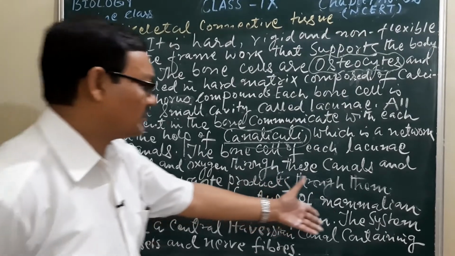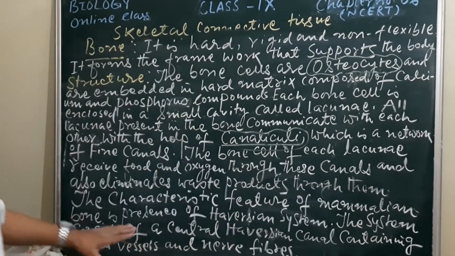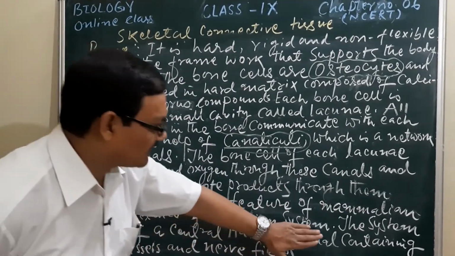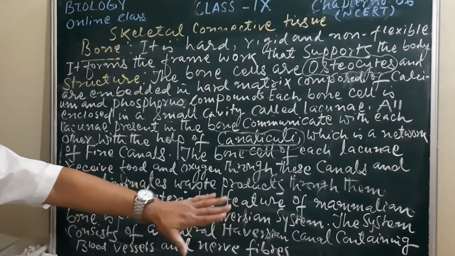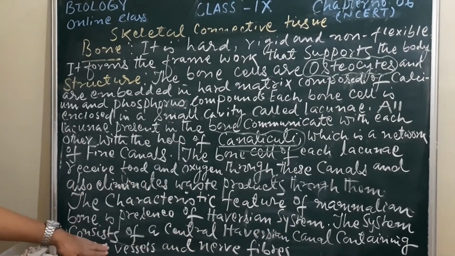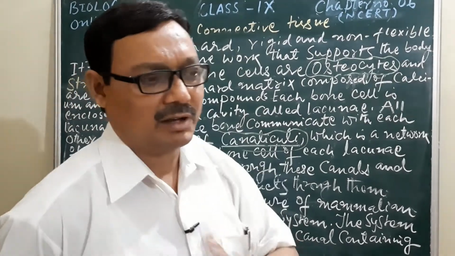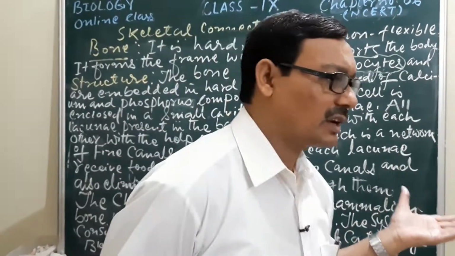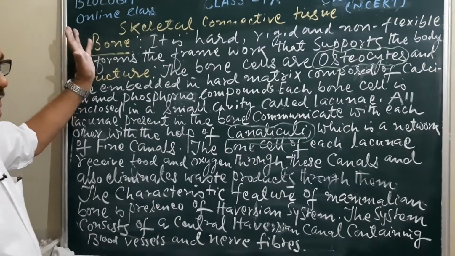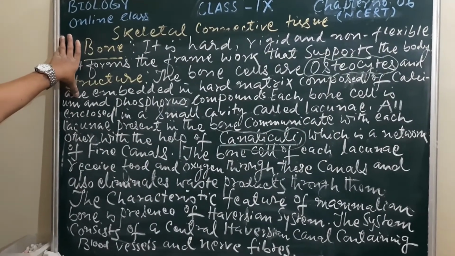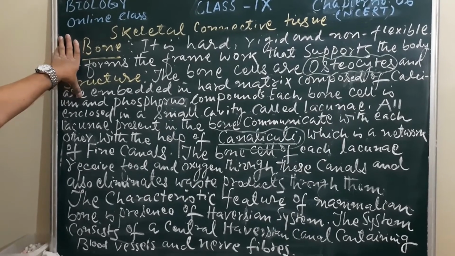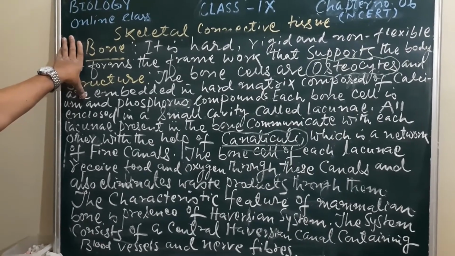Another characteristic feature of the mammalian bone is the presence of the Haversian system. The system consists of a central Haversian canal containing blood vessels and nerve fibers. So these are the structures of the cartilage and bone which you have seen here, and these two tissues are the skeletal connective tissue.